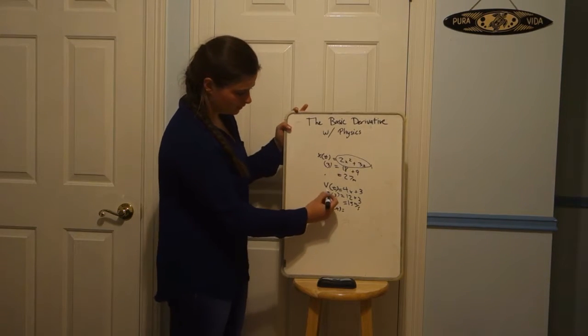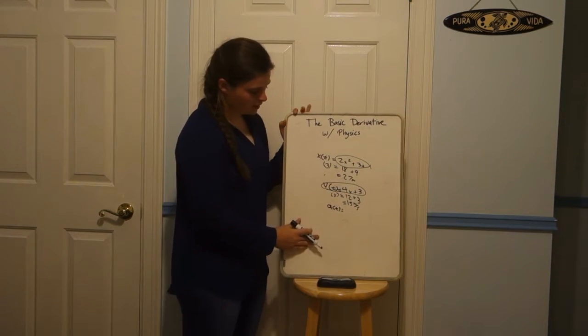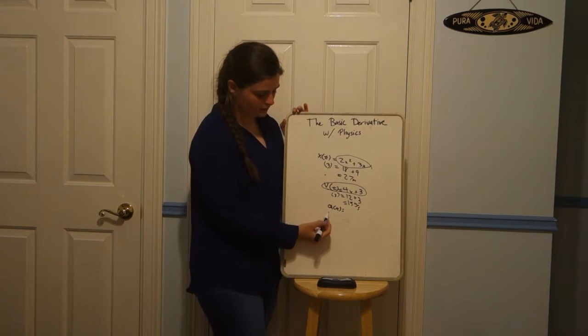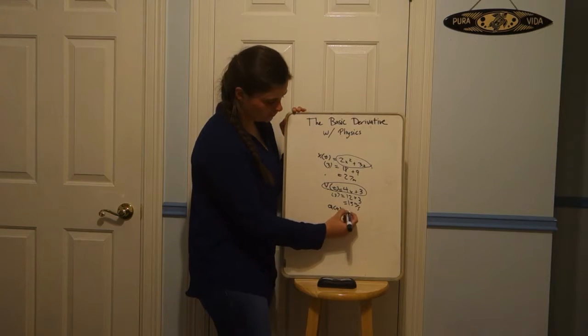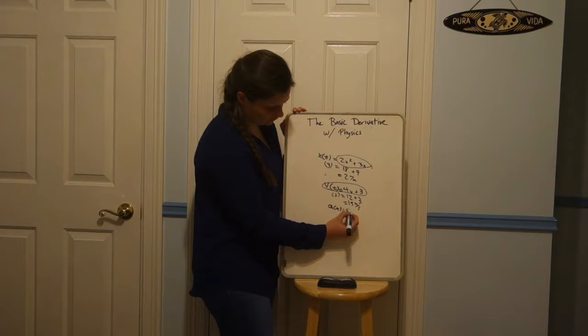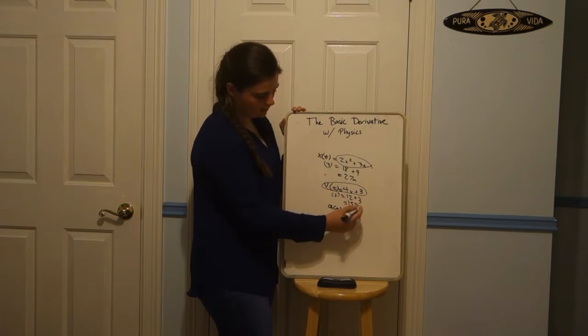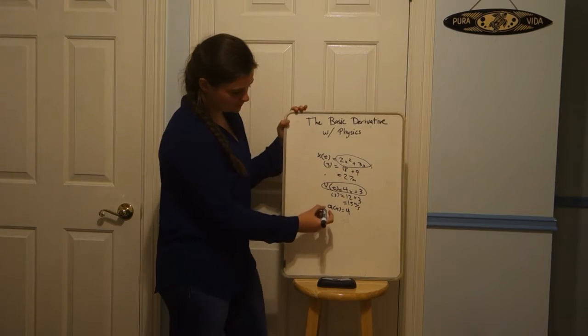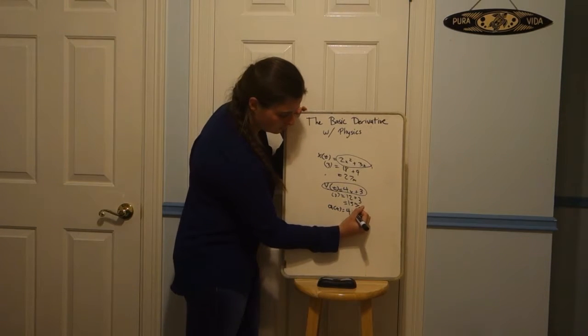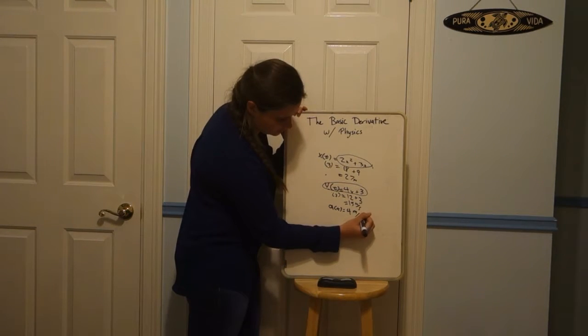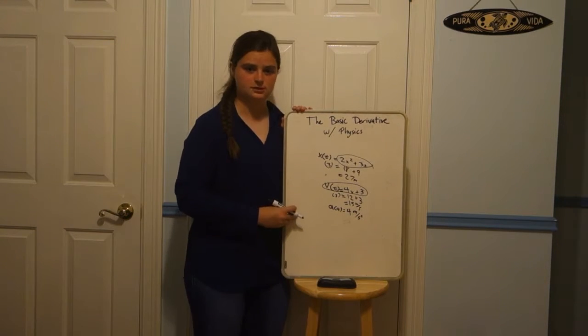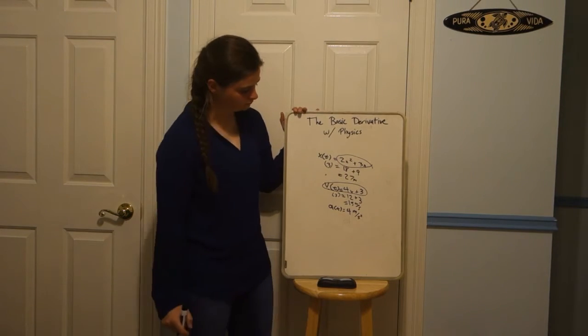So then you can take the velocity equation and you can take the derivative again and get the acceleration equation. So 1 times 4, 4, subtract 1, so it's 0, so x is 1, and then 3 would cancel out. So your acceleration all the way through for Brian's 100-meter dash would be 4 meters per second squared.